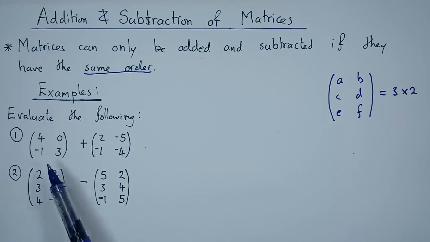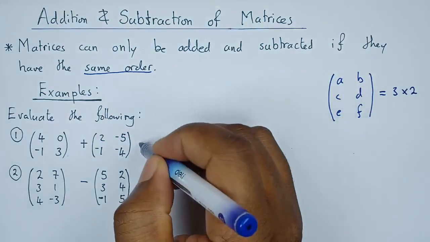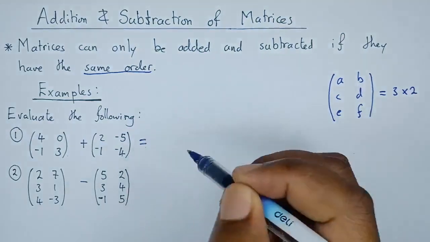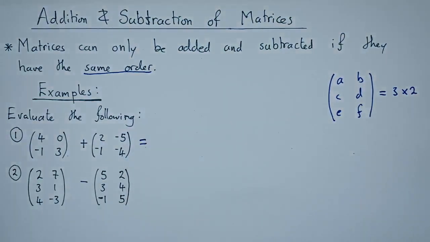For example, this matrix that I have here, it's a 2 by 2. It has 2 rows, 2 columns. The matrix that I have here, it's a 3 by 2, just like this one. It has 3 rows and 2 columns. So order of a matrix simply means the number of rows and the number of columns. That's the order of a matrix. So let's see how we can add these two matrices here. Remember, the condition is that the order must be the same. If the order is not the same, the matrices cannot be added or subtracted.